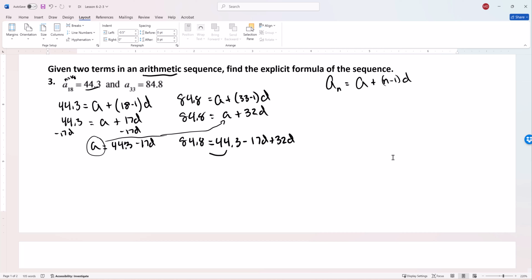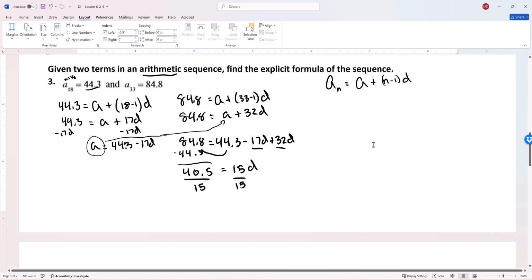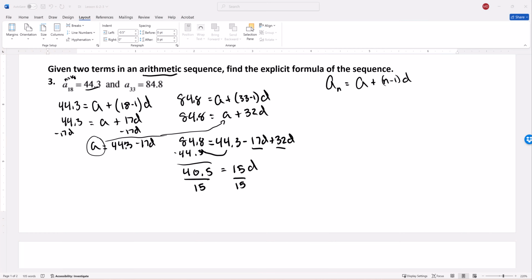I can bring that to the other side, so minus 44.3, and that's going to give me 40.5. And then 17 and 32, that should equal 15d. So now divide both sides by 15. And this you're going to have to use your calculator for. You get 2.7.